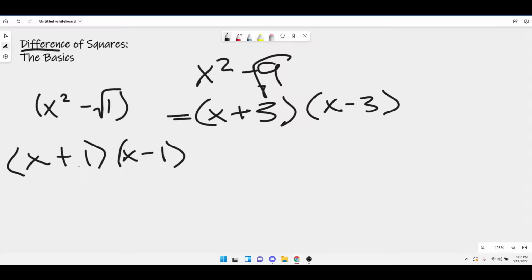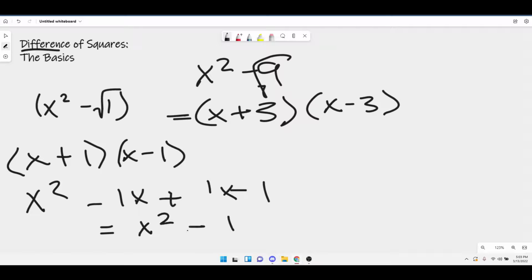Now let's check our answer by FOILing it out. So we do x times x, and we get x squared. X times negative 1, we get minus 1x. X times positive 1, and we get plus 1x. And then we do 1 times negative 1, and we get minus 1. Now, this equation will do negative 1x plus 1x, and we simply end up with x squared minus 1. As you can see, this is exactly what we started with.